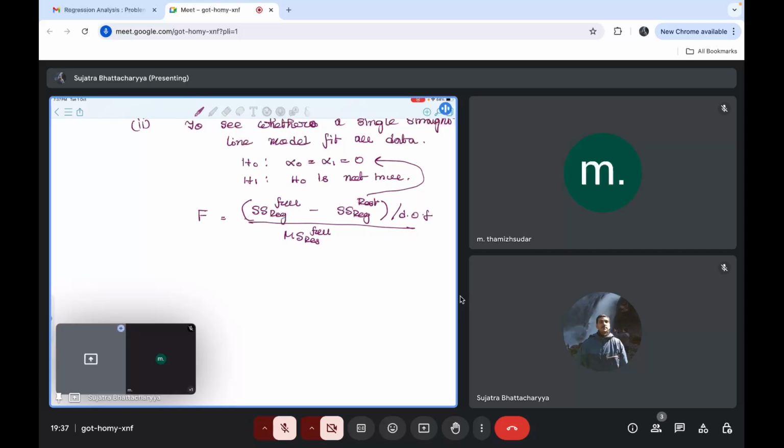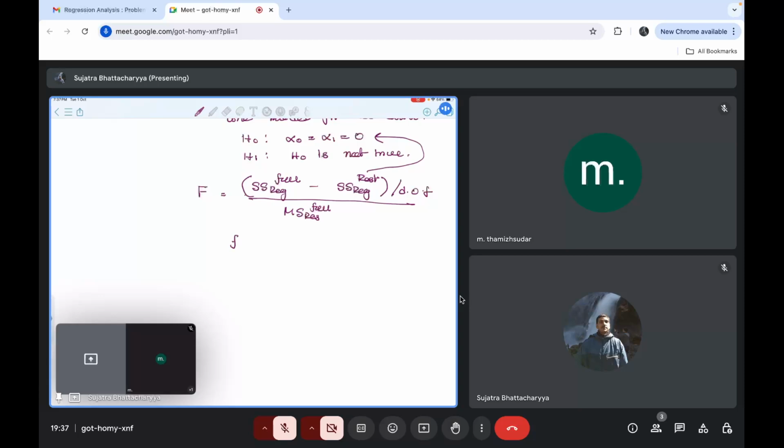Let's see what the full model is. The full model is y hat equals beta naught hat plus beta 1 hat x plus alpha naught hat z plus alpha 1 hat x z. And the restricted model is when alpha naught and alpha 1 are 0, so it will be y hat equals beta naught hat plus beta 1 hat x. This is your restricted model.